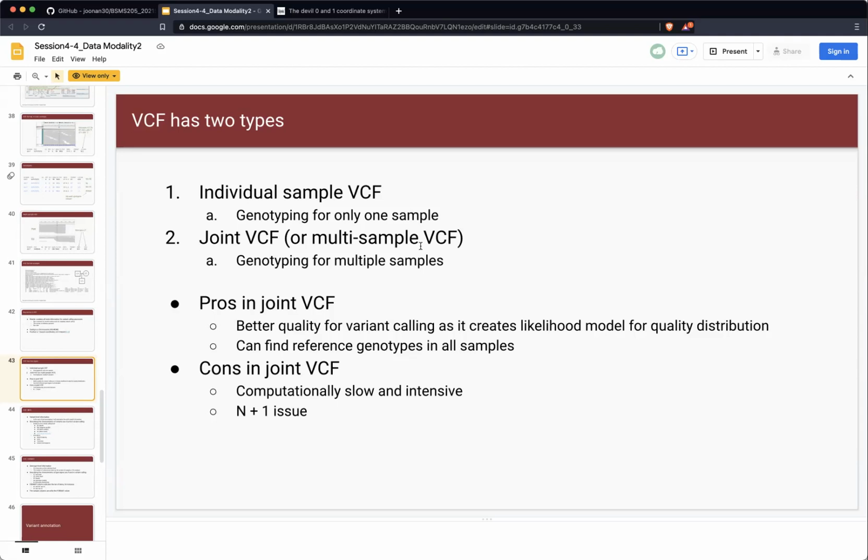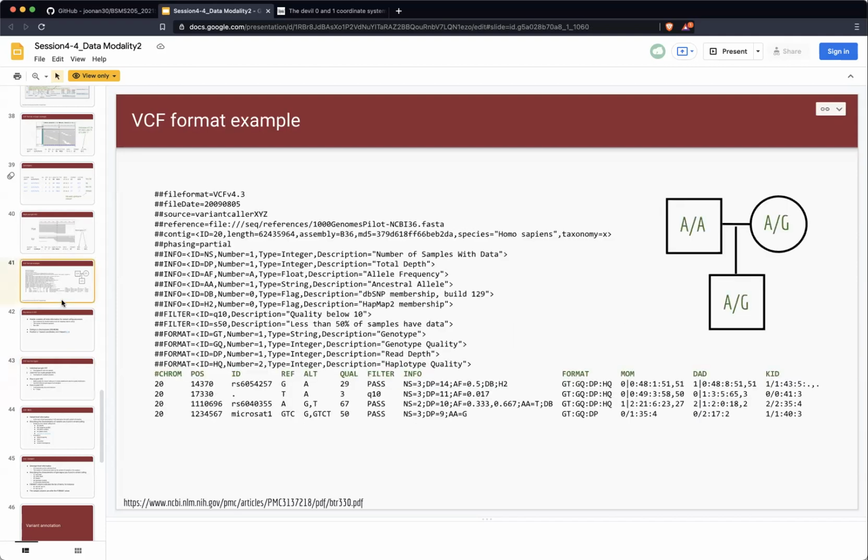So the multi-sample VCF has a strong advantage for quality-wise usage, and so lots of people want to use the joint VCF for their analysis, also in a clinical situation. And also, a more important thing is that we want to find the reference genotype in all samples, right? So why do we care about the reference genotype? Back to the trio situation, this is one example.